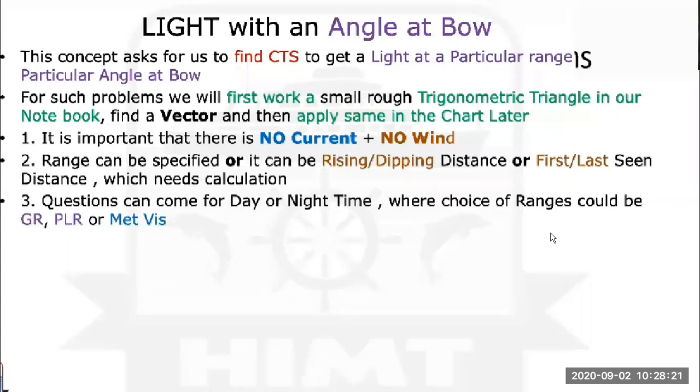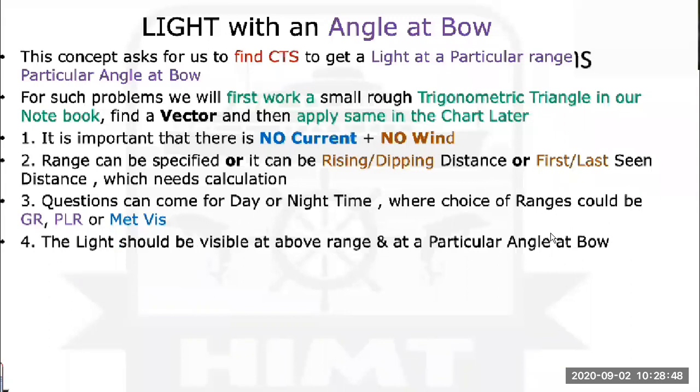Again, because of the range, day or night time, the choices of range are only GR, PLR and met visibility. Rising and dipping, I told you, it is always GR. But for first sighting and last sighting, you have a choice: PLR or met visibility. PLR in the night time, met vis in the daytime. So this is what we have done today. So you'll have to use the same concept here also.